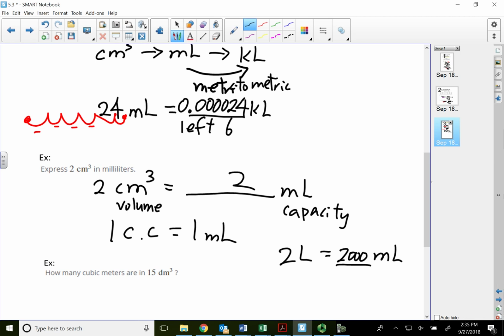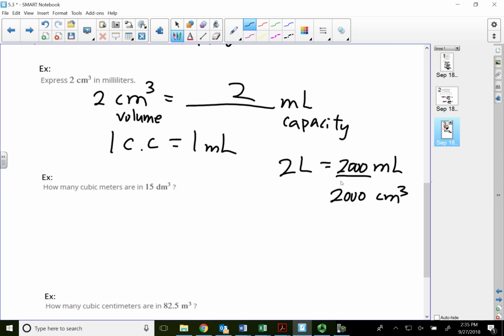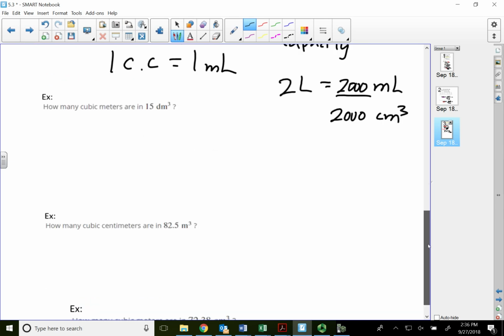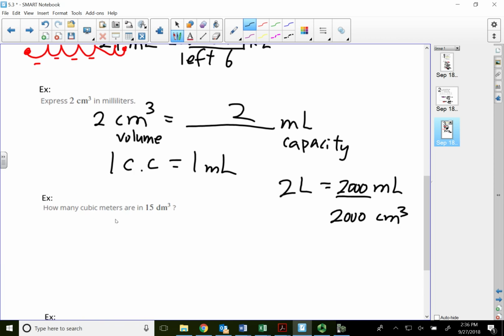Since the milliliter and the cubic centimeter are a 1-to-1 ratio, we are also saying that's 2,000 cubic centimeters worth of space to hold all that Coca-Cola. So that's the relationship between capacity and volume. The bigger the volume, the more liquid, or capacity, I can pour inside of it. All right, let's try this one.